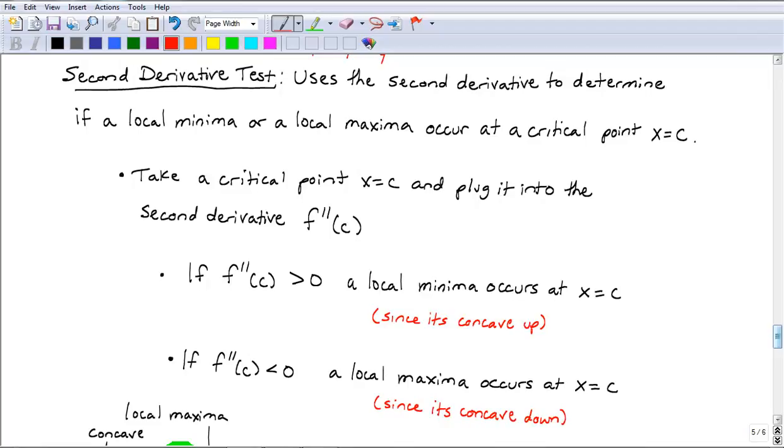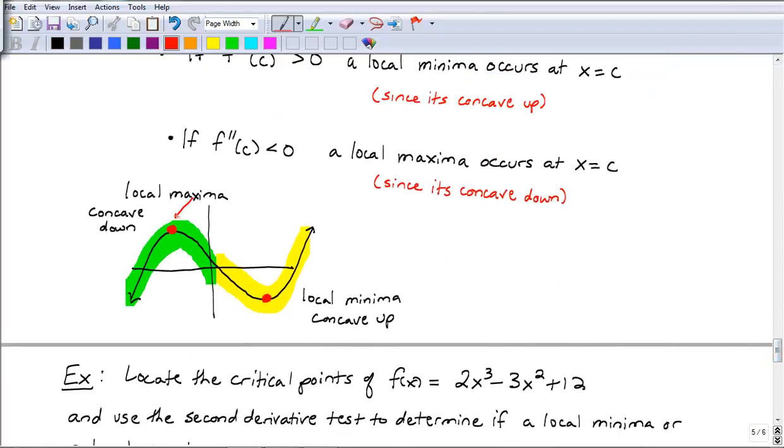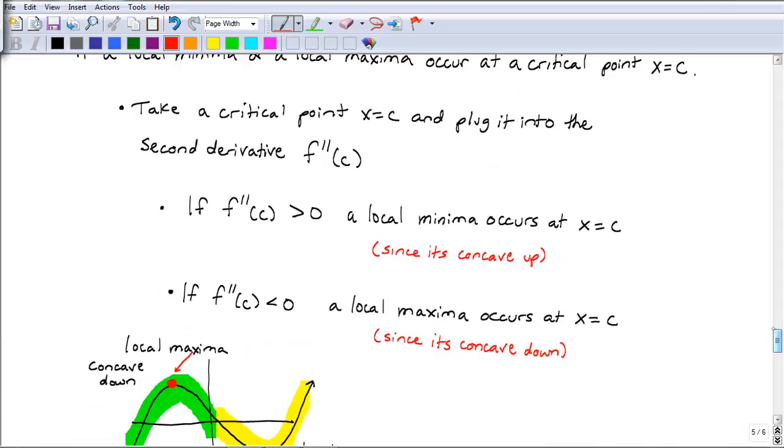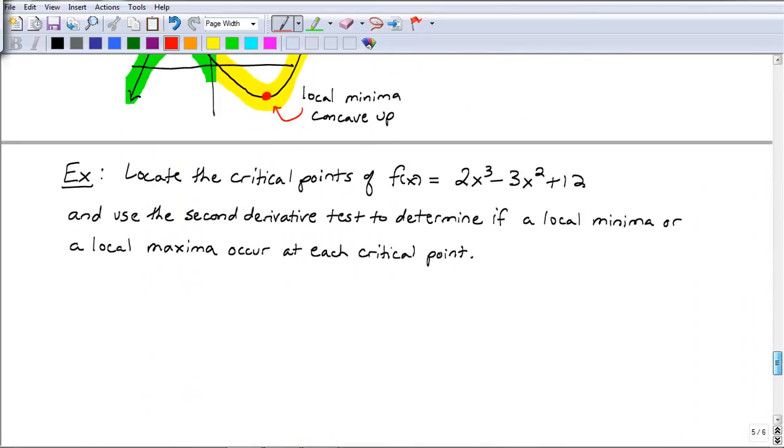If your critical point was in a place where it was concave down, then your critical point would have to be a maxima, because it's concave down in there. If your critical point is at a place where the graph is concave up, it would have to be a minima, because the bowl points up there. And that's what the second derivative test tells us. Take the critical point and plug it into the second derivative. If the second derivative is positive, it's a minima, because it's concave up, so it's the bottom of the valley. If the second derivative is negative, it's a maxima, because it's concave down there, so it's the top of the hill. And so let's do an example like that.